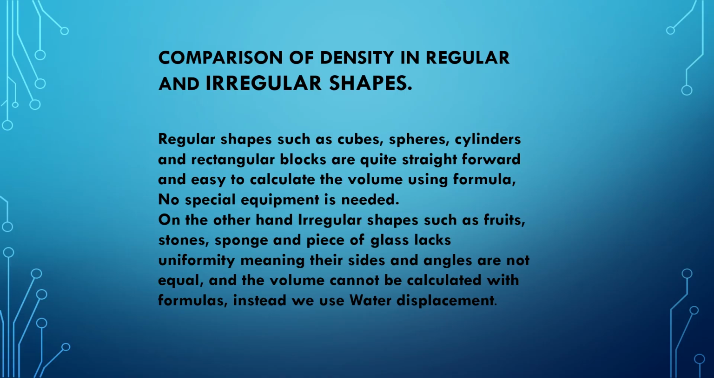So here is the comparison of density in regular shapes and irregular shapes. Regular shapes such as cubes, spheres, cylinders, and rectangular blocks are quite straightforward and easy to calculate the volume using formulas. No special equipment is needed. On the other hand, irregular shapes such as fruits, stones, sponges, and pieces of glass lack uniformity, meaning their sides and angles are not equal, and the volume cannot be calculated with formulas. Instead, we use water displacement.